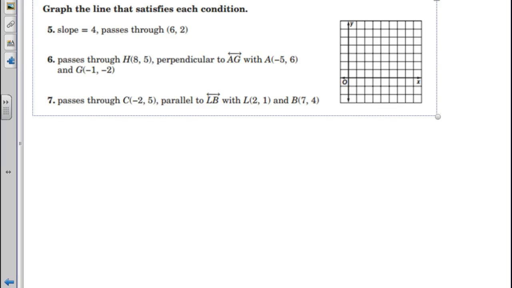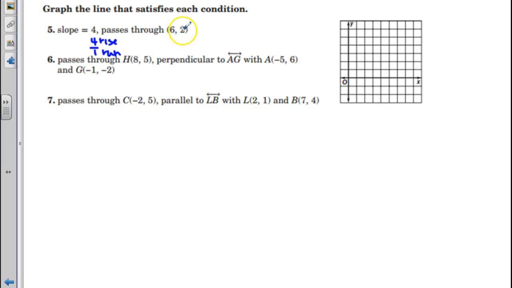All right, so we are supposed to graph these. Basically they're going to give you information, you're going to graph it. That's exactly what happens. All right, so let's start with the first one. Slope is 4, 1, which means rise over run. So we will start at 6, 2. You don't have to start on the y-axis. We can start anywhere. 1, 2, 3, 4, 5, 6, 2.